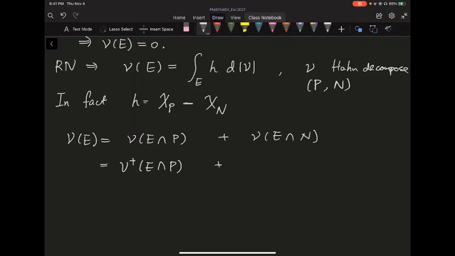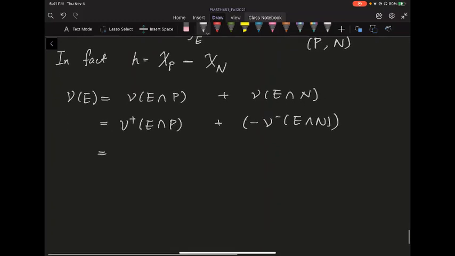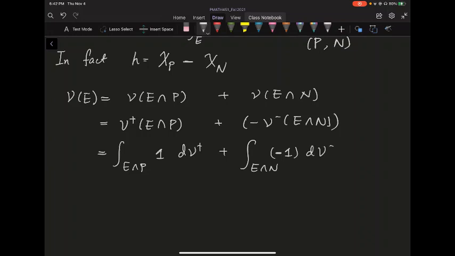And on the other side, on the N part, nu is actually the negative of nu minus of E intersect N. This is because nu minus is a positive measure, so on that part, nu takes the minus of nu minus. All right, and we write these as integrals. So this is the integral over E intersect P of the characteristic function, I just use 1, of d nu plus. And you do the integral over E intersect N of 1, or actually it should be negative 1, of d nu minus.